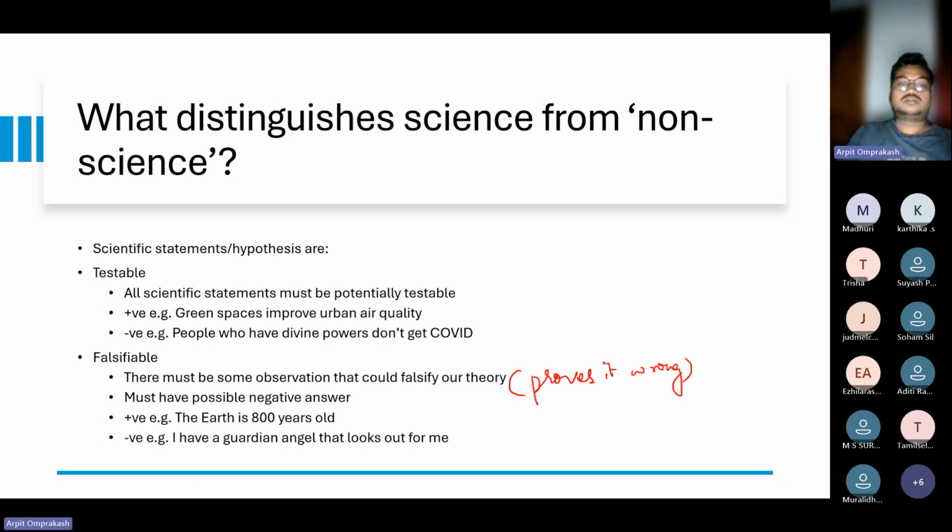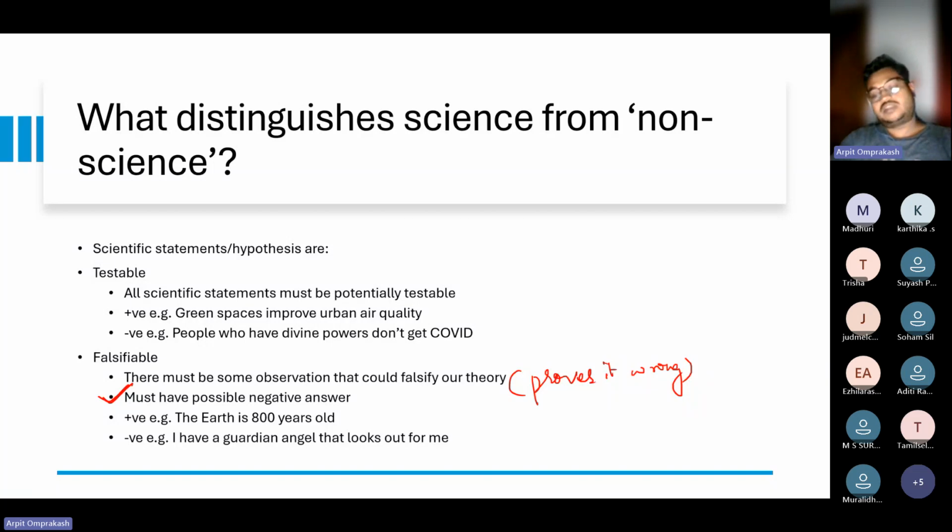Right. So a falsifiable statement must always have a possible negative answer. So the answer cannot always be positive. There must be a negative answer to the question or to the statement. Right. So a positive example of a falsifiable statement would be that the earth is 800 years old.